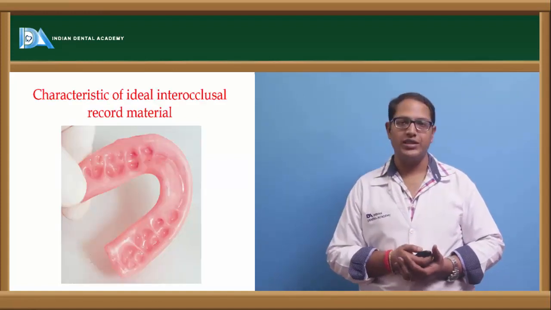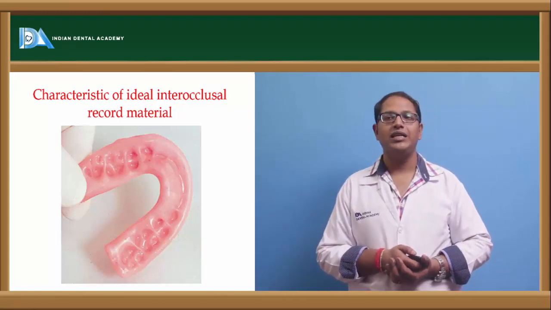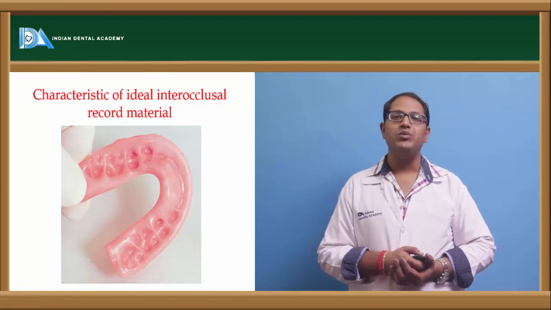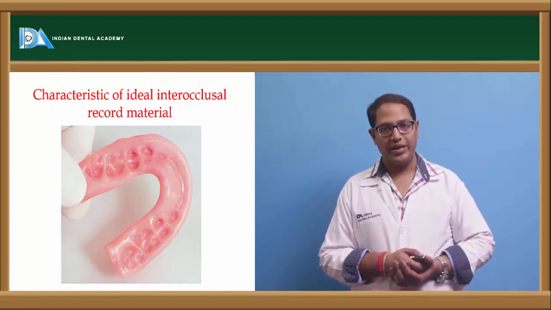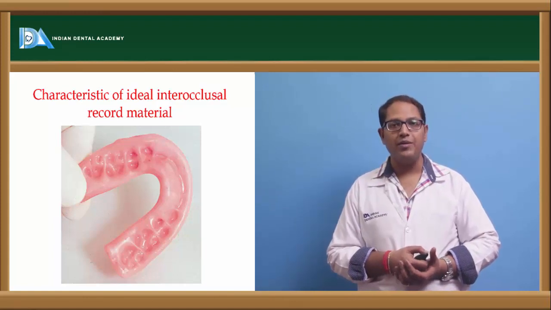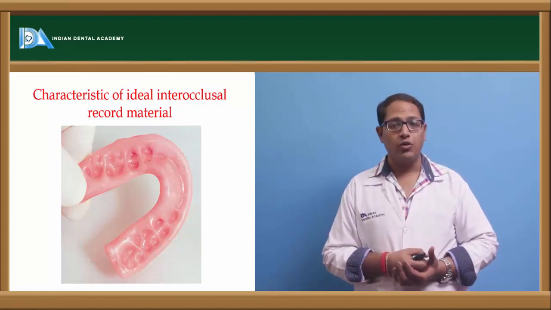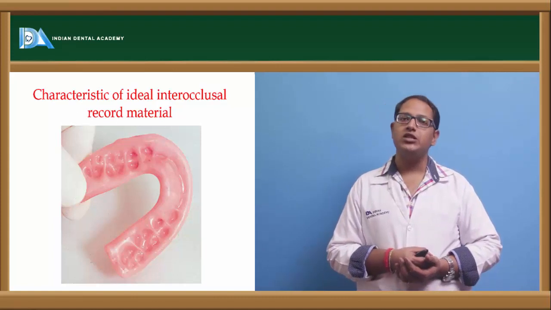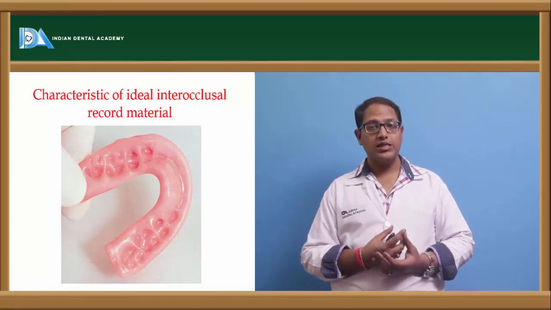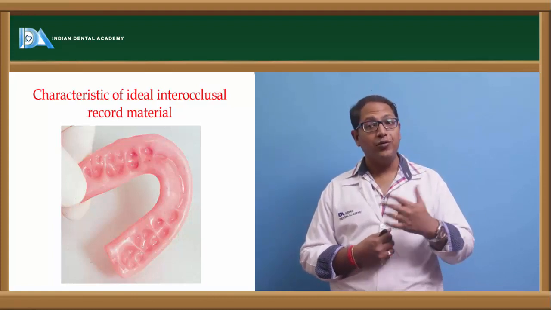Now what are the different characteristics of an ideal interocclusal record material? First we need to know that, then we will see the different interocclusal record materials. Limited resistance should be there before setting, to avoid displacement of the teeth or the mandible. We cannot have more resistance. It should be least resistance before setting.